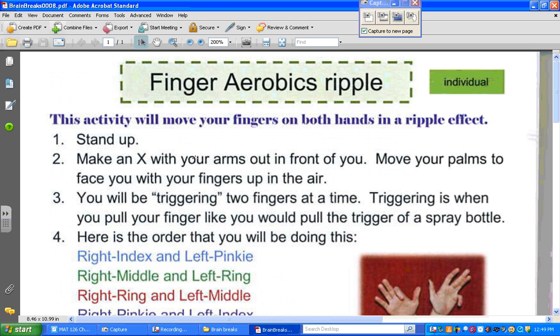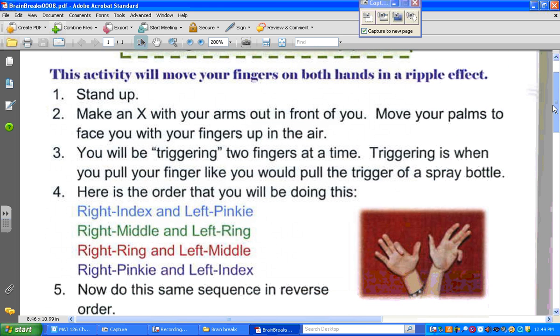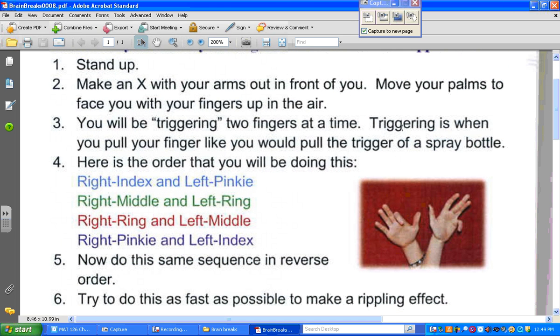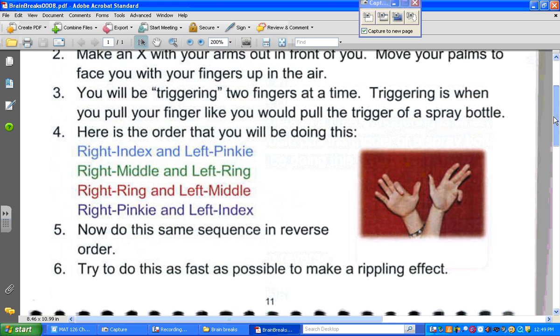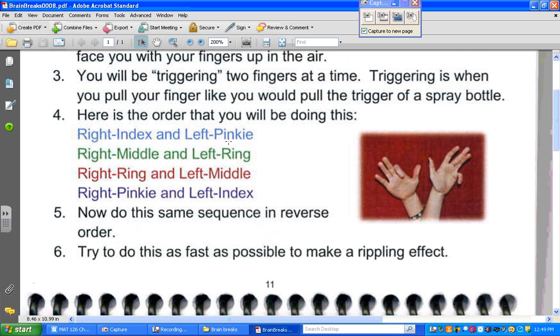All right, stand up. Make an X with your arms out in front of you. Move your palms to face you with your fingers up in the air. So, you'll be triggering 2 fingers at a time. Triggering is when you pull the finger like you would pull the trigger of a spray bottle. Here's the order you'll be doing this in. Ready? Right index, left pinky. Right index, left pinky. Right middle and left ring.